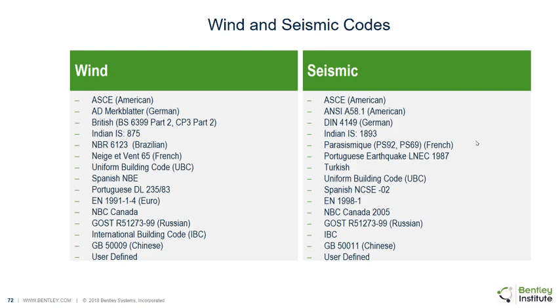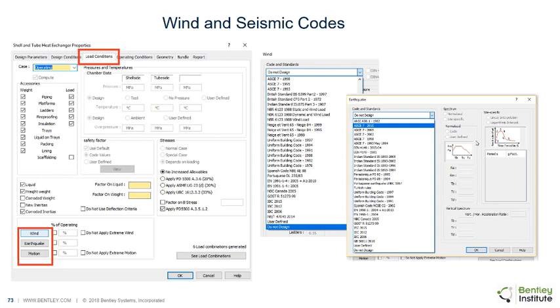The wind and seismic design codes include most major global codes including ASCE, AD, British, Indian IS, NBR, UBC, Spanish, Portuguese, Canadian NBC, GOST, IBC, Chinese GB, Turkish. Also, user-defined values can be used for performing wind and seismic analysis. The wind and seismic variables can be specified from under the Load Conditions tab. The drop-down offers the available codes to select from.